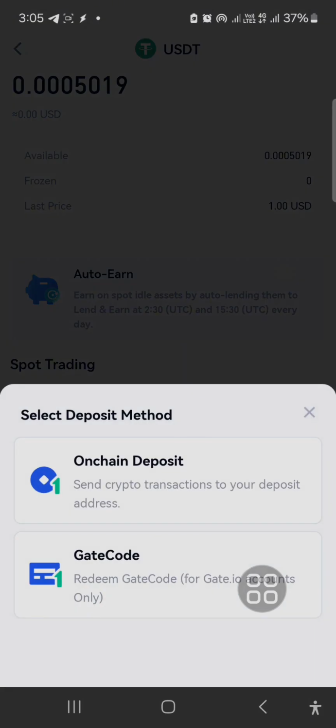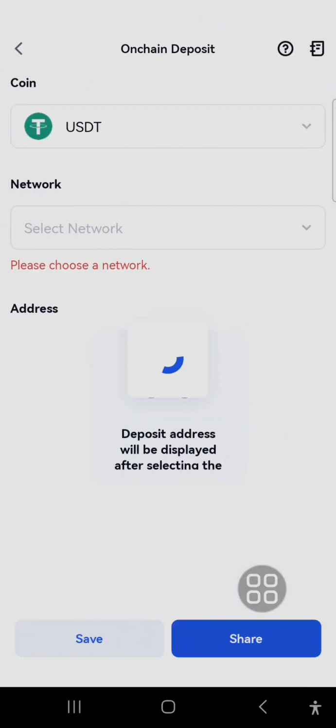Remember, on Binance, on the other exchange, I was withdrawing, because I'm trying to take away the USD that is there and put it here. So here I am depositing. All right, so I will click on on-chain deposit.